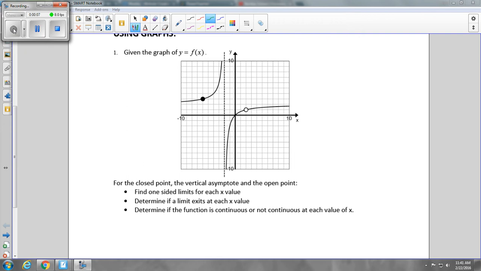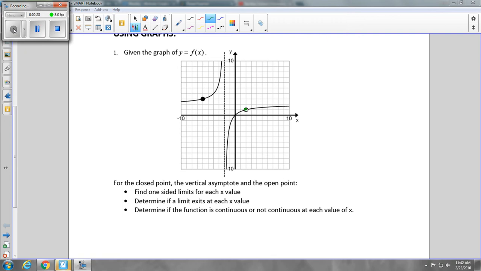Alright, so what this one's going to be about is determining whether a graph is continuous or not. You can see that we've got points that are filled in here. We've got a point right here where it's open, and then we have a vertical asymptote here too. So we have to see if the graph is continuous or not. We have certain ways to figure that out.